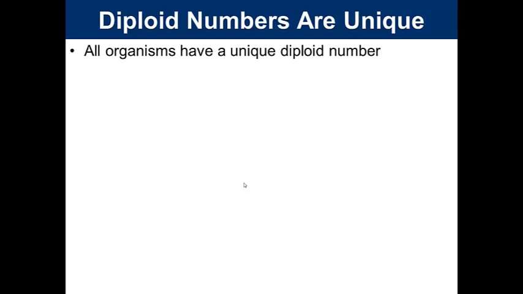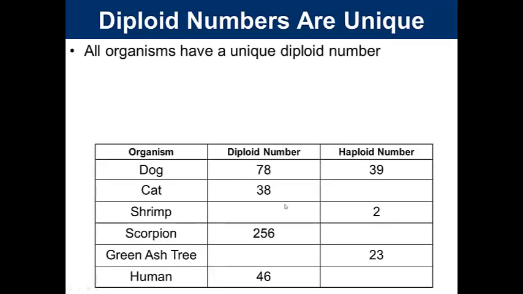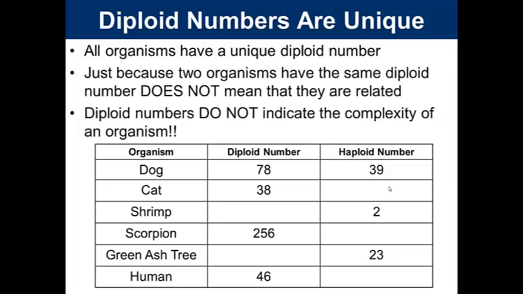All organisms have a unique diploid number. For instance, the diploid number for dogs is 78. The haploid number is 39. A cat's diploid number is 38. The haploid number would be half of that, which would be a math problem I don't want to solve right now.